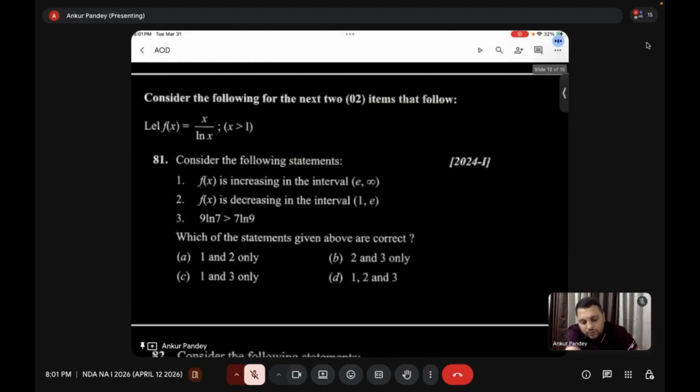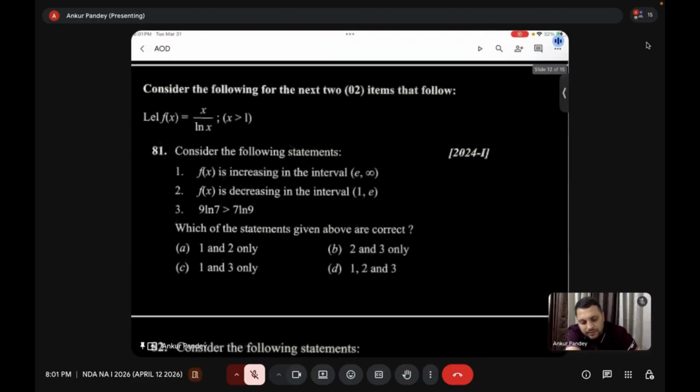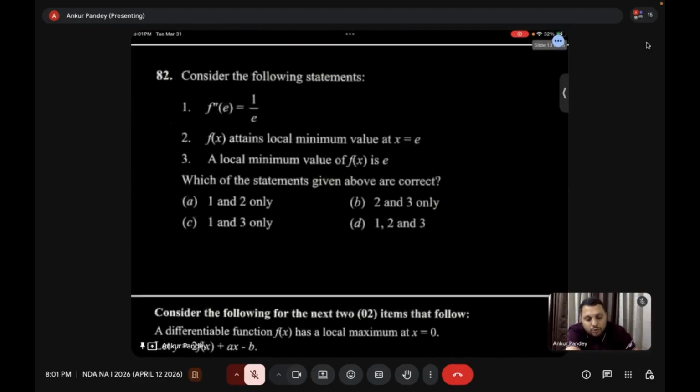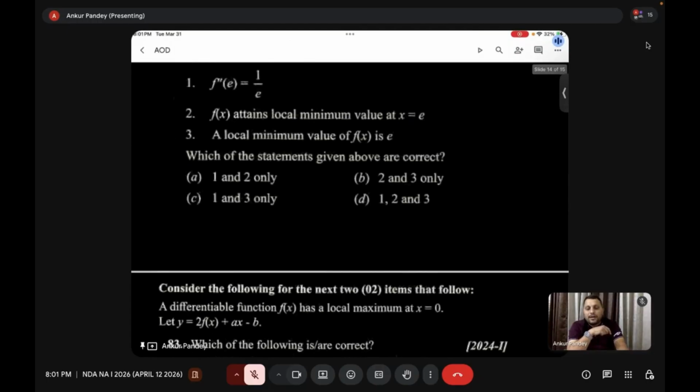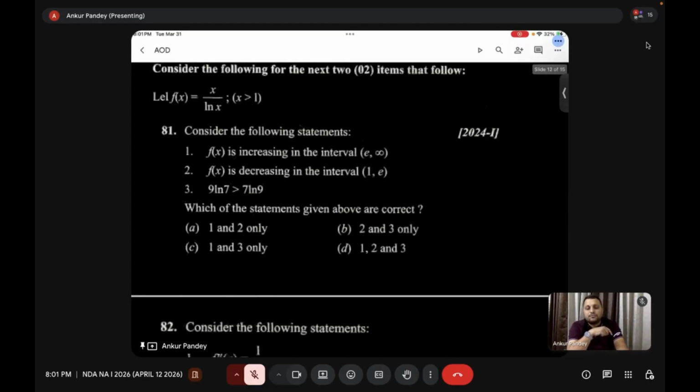81 and 82 are the questions from the same stanza. Look at this. Same paper. See, in 2024, 4 questions came. Yes or no? 1, 2, 83, 84 and 81, 82. Yes or no?